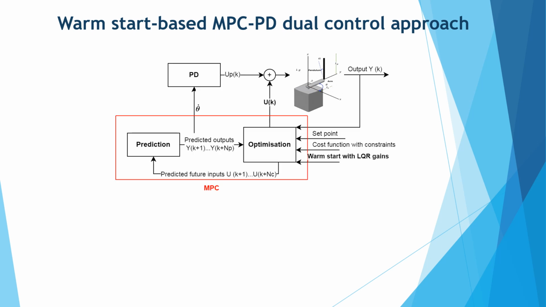This is the proposed block diagram consisting of majorly two parts. The red box indicates MPC, and MPC generates the velocity error data which is used by PD as a reference. The two control signals U of k and U_PD of k are combined and given to the system for stabilization and for reducing oscillation. MPC accepts information such as the output value y of k, the set point data, the cost function with constraints, and the warm start gain k.